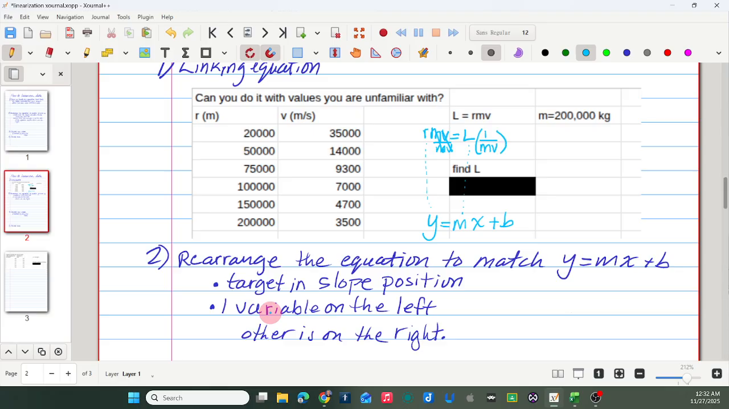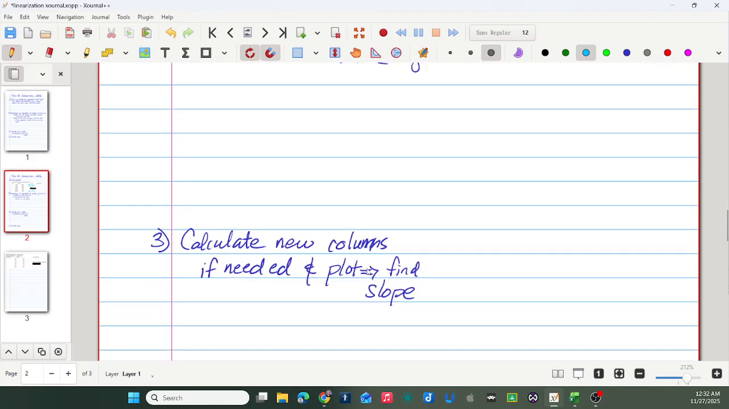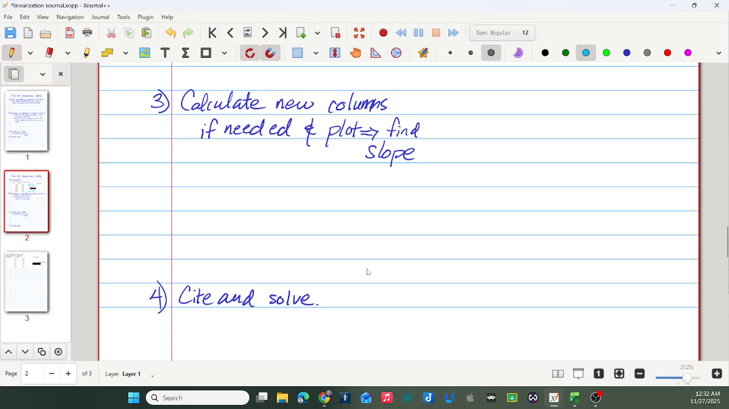And why would that be helpful? Because now I've just decided what can go on the x-axis. This is not the only way I could do this. I could for sure show you some other ways, but this way is going to work really well. I noticed that there's no addition or subtraction, so that means there's going to be no intercept. I expect this to go through 0 and be a directly proportional equation. So what we need to do now is calculate and cite and solve.